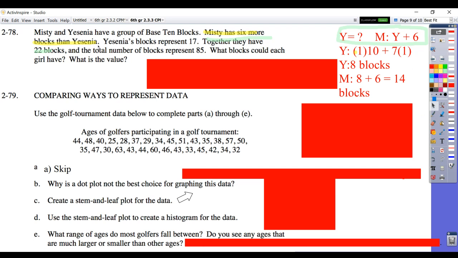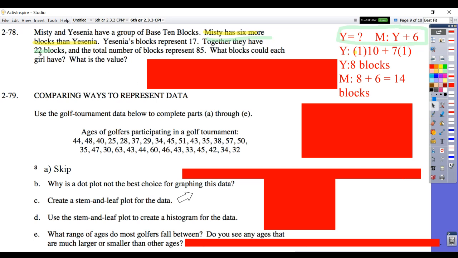So far we've made sure that we've represented what we needed. We needed to have Yesenia's blocks equal to 17, which is a 10 block and 7 ones, meaning a total of 8 blocks. We know Misty had to have 6 more blocks than Yesenia, so she's got 14. And we know that the 14 blocks that Misty has, plus the 8 blocks that Yesenia has, will equal the 22 blocks we're told that they have altogether.